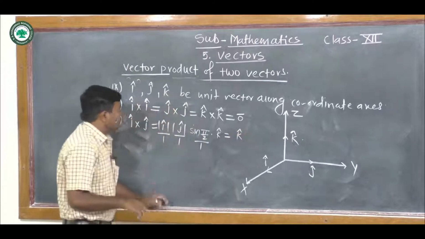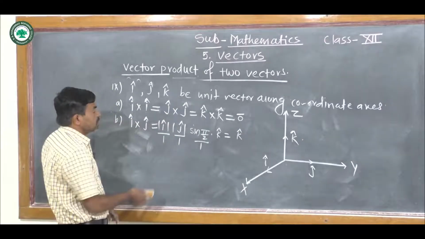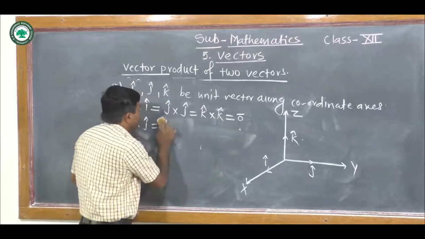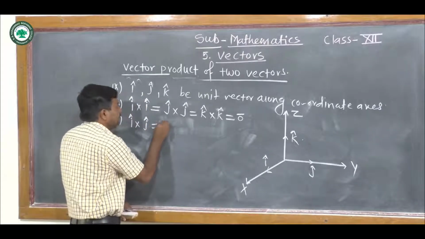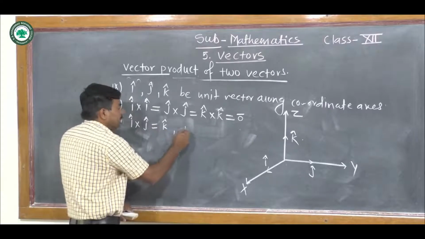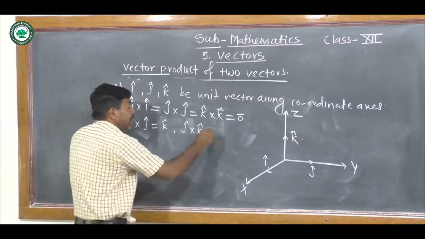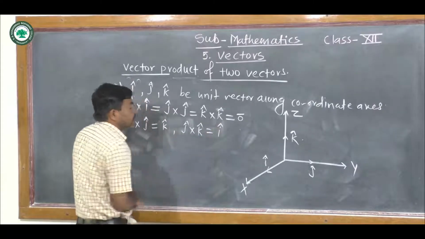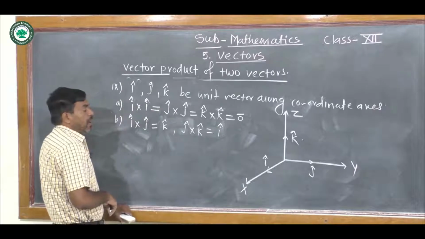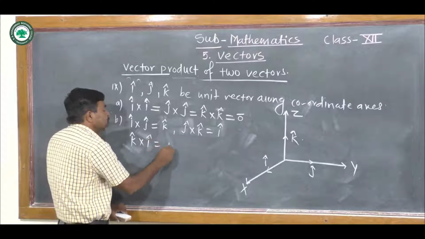So see, i cap cross j cap is k cap. So right here, i cap cross j cap is k cap. Now j cap cross k cap is equal to i cap. And k cap cross i cap is equal to j cap.